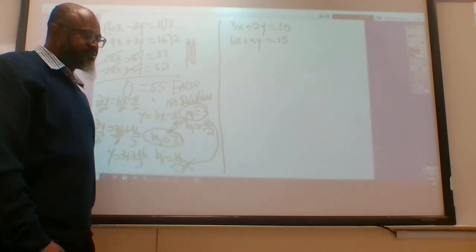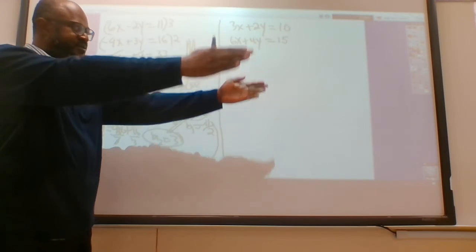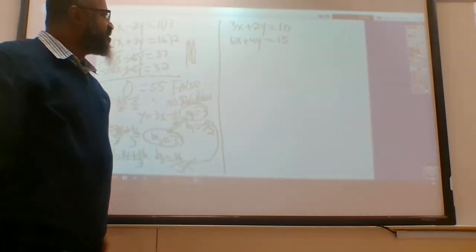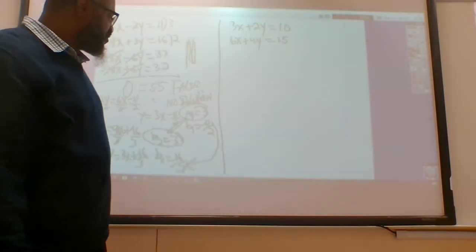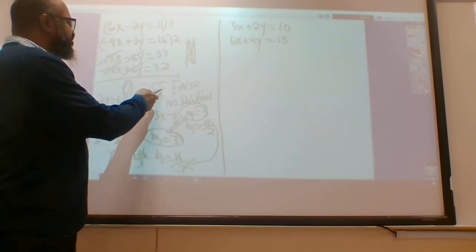There will be no solution. If you graph them, they will not touch. Two parallel lines do not touch. They will be equidistant from each other. In this case, there is no solution. Go to the first statement: 0 does not equal 55.